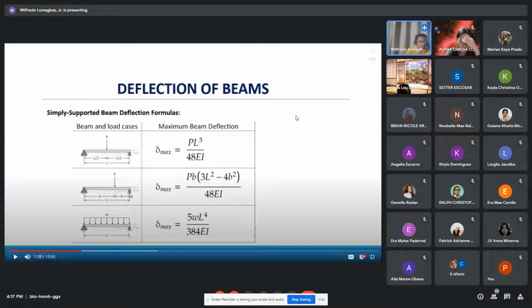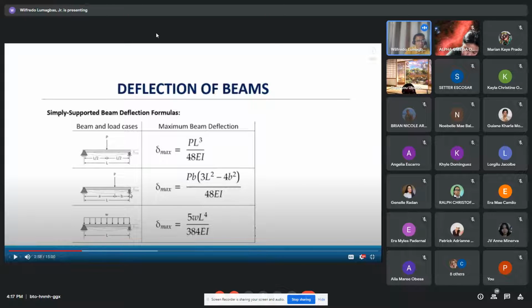But there are some problems where E and I are not given. In some problems you find on Google or YouTube, the maximum deflection is given as a value or constant over EI, which means E and I are not given. And its unit is kilonewton per meter cubed. But once you substitute the values of E and I, the unit of your deflection automatically becomes meters or millimeters in the metric system.